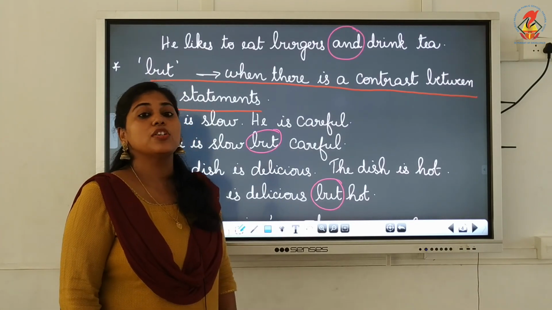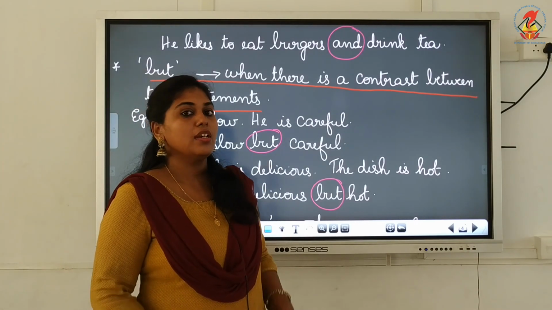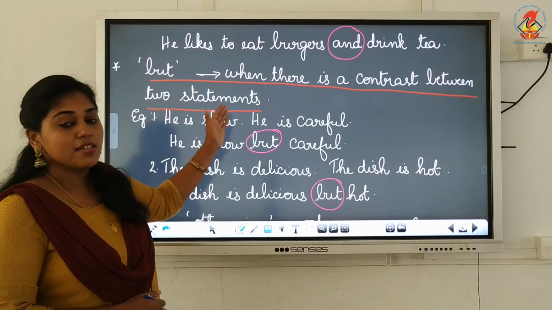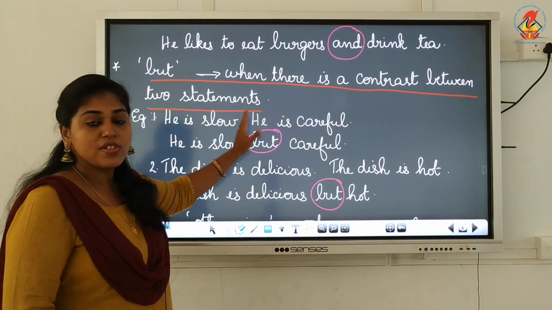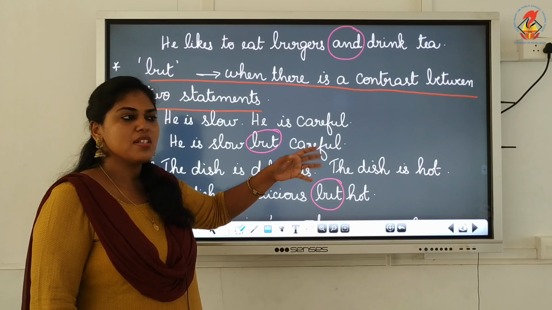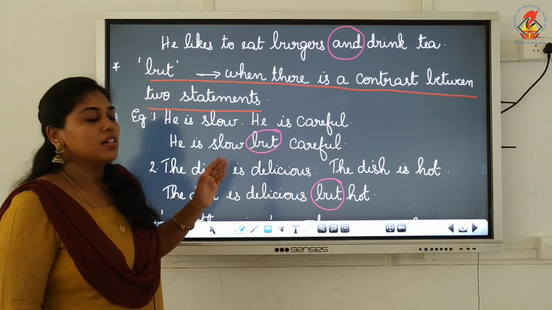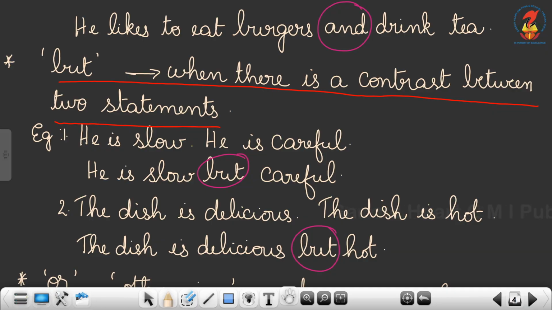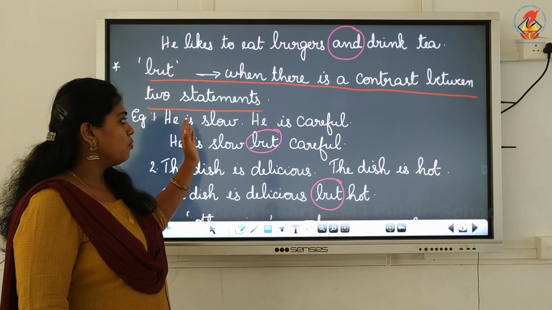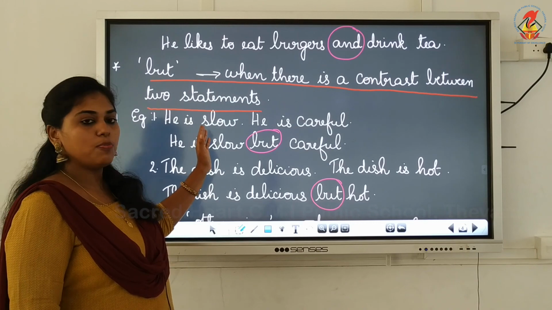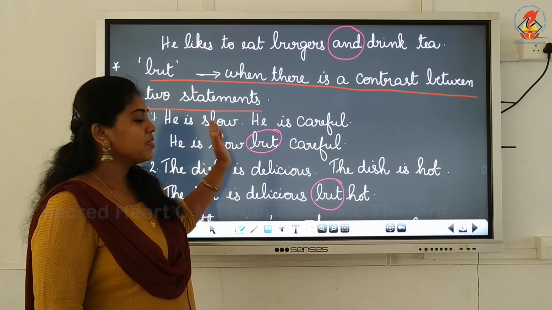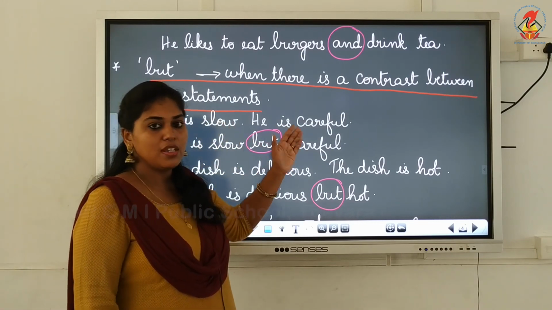Now, when do we use but? Okay, we use but if there is a contrast between two statements. Contrast means if it is opposite. Okay, now let's look at the example. He is slow, he is careful. Now we don't expect a slow person, it's a contrast meaning, right? Because we don't expect a slow person to be careful.